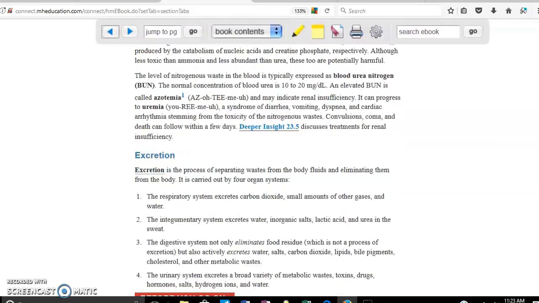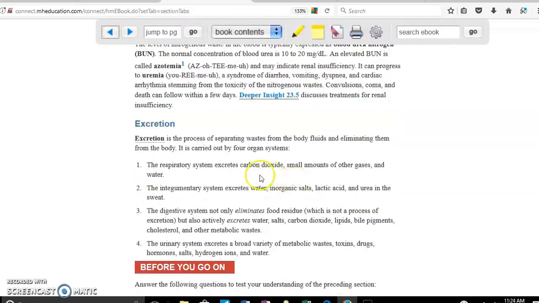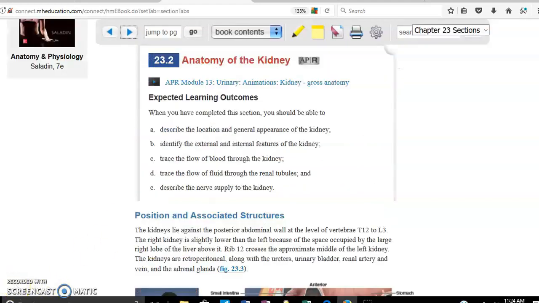If we keep scrolling down, excretion. Kidneys excrete metabolic waste from our body. That's not the only one. The skin as well with sweat, the digestive system, as you can understand, and that's it for this part. Next topic is anatomy of the kidney.